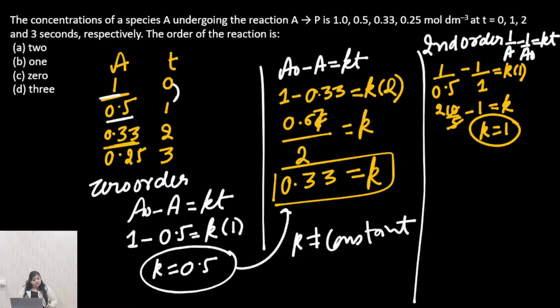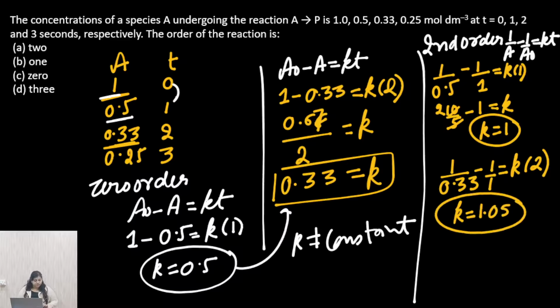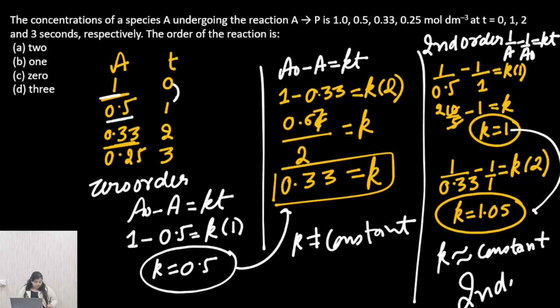Right. Now the second data if we use it, that is 0.33, 1 by 0.33 minus 1 by 1, this is equal to K into the time, which is 2 seconds. So just solve this and finding the rate constant, it will be 1.05. So you can see 1 and 1.05 are approximately the same rate constants. So approximately the same rate constant we are getting, which means the reaction is following second order kinetics. So the order of the reaction will be 2, that is option A, it becomes the correct one. Okay.